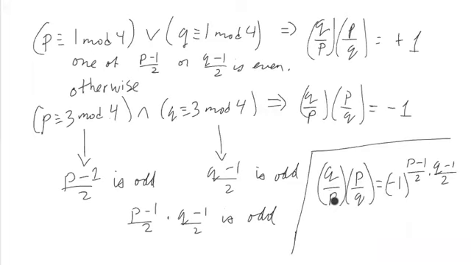But also, if P is congruent to 1 mod 4, then P minus 1 is 0 mod 4, divided by 2. That's an even number. That's always +1, which means that in the case when P is congruent to 1 mod 4, not even paying any attention to what Q is, we end up getting that this thing right here is equal to -1 to the (P minus 1) over 2. It's just equal to that.